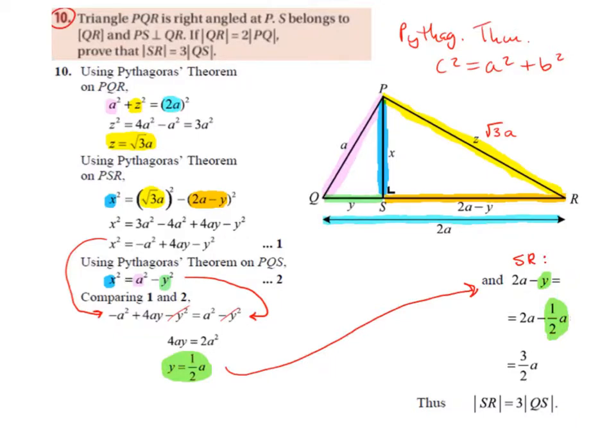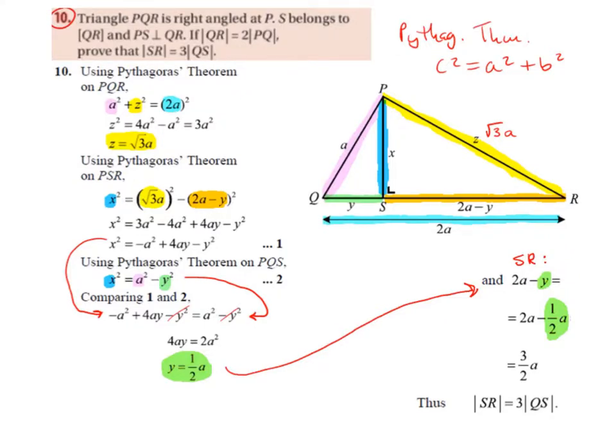So I'm going to take the triangle PQR. Remember, this is the right angle. So this is going to be the hypotenuse, which I'm going to call 2A. And I'm going to call this side here A, because remember, QR is twice the length of PQ. So that's why it's 2A. And this is called A. And then I'm just going to call PR Z. You can go with whatever letters you want.